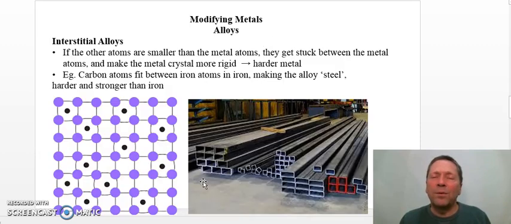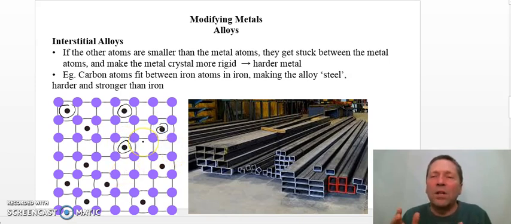Now, there's a couple of different kinds of alloys. One is the interstitial alloy. Now, interstitial just means in the gap. And here I've got a diagram of some iron, and into the iron we've put some carbon atoms. There's one there, there's a carbon atom there. All these blue ones are iron atoms, and there's another carbon. And the carbon atoms are small enough, they fit in the gaps between the iron atoms.